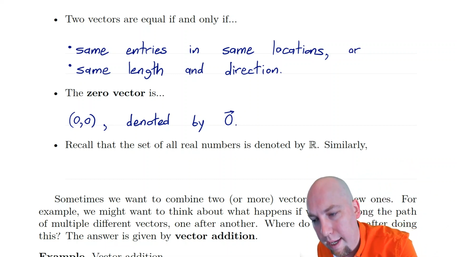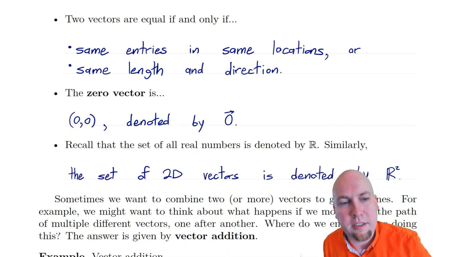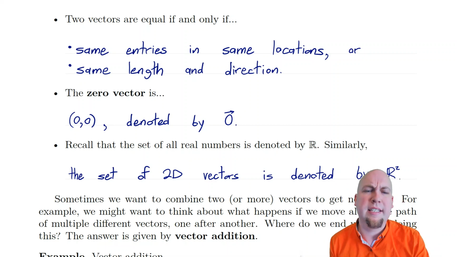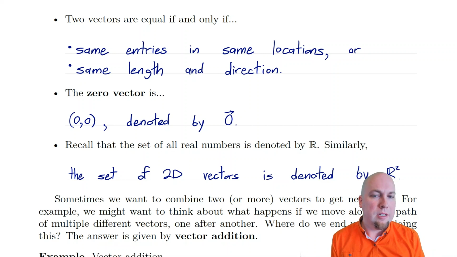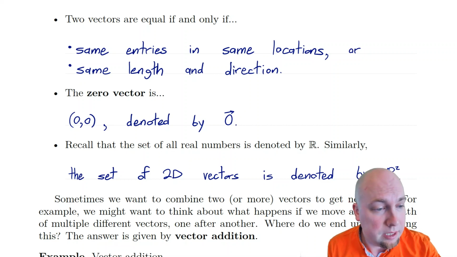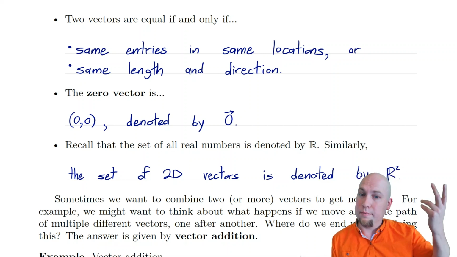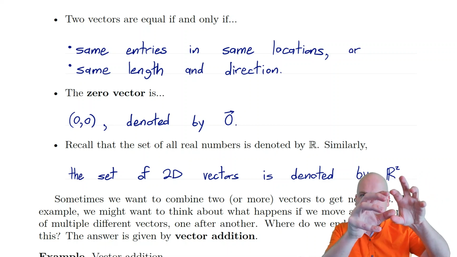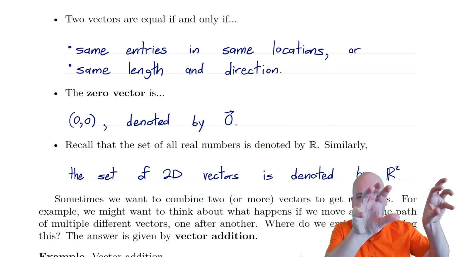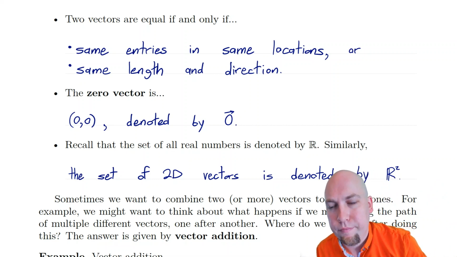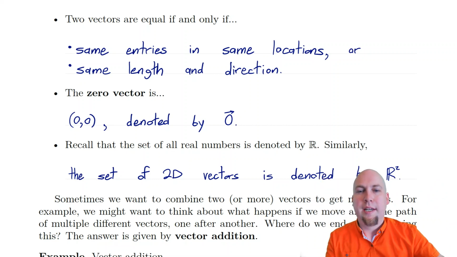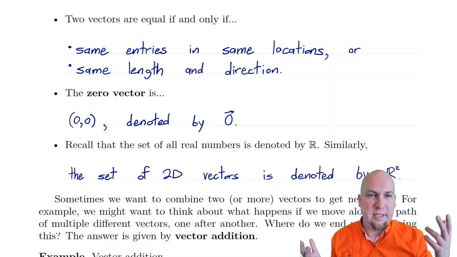One final little piece of terminology and notation here. Recall that the set of real numbers is denoted by this funky blackboard R. Well, the set of all 2-dimensional vectors is denoted by R squared, or R2. That just means sort of 2 copies of R. There are 2 entries, and they're both coming from R. They're both real numbers. So that's all just terminology and notation and boring stuff like that.